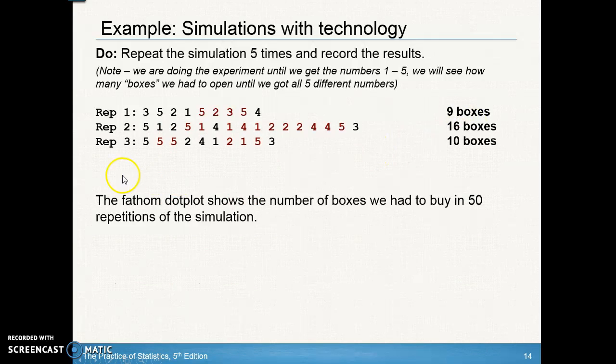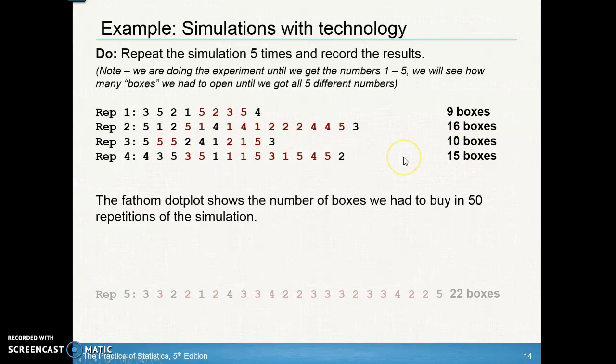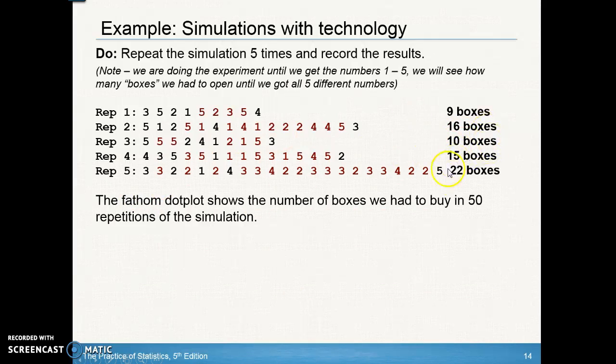Next time it only took me 10. So reds are my repeats. Blacks are the numbers that are the non-repeats. Okay. Rep 4 took me 15 boxes, and Rep 5 took me 22 boxes.